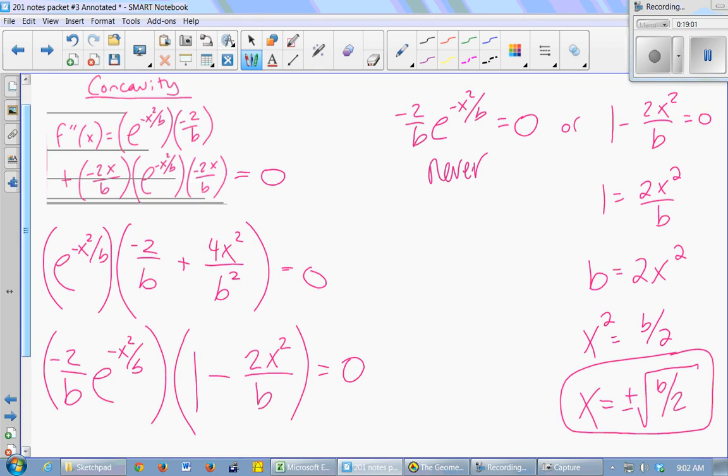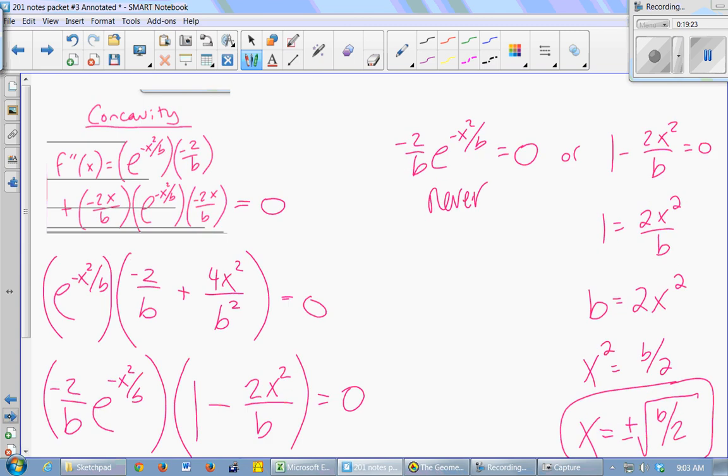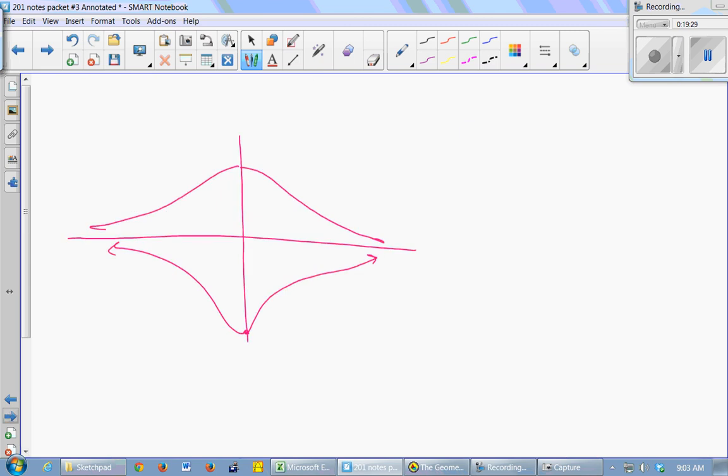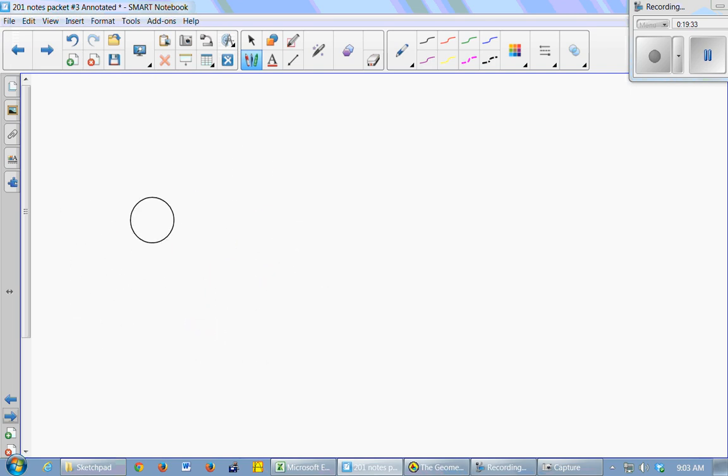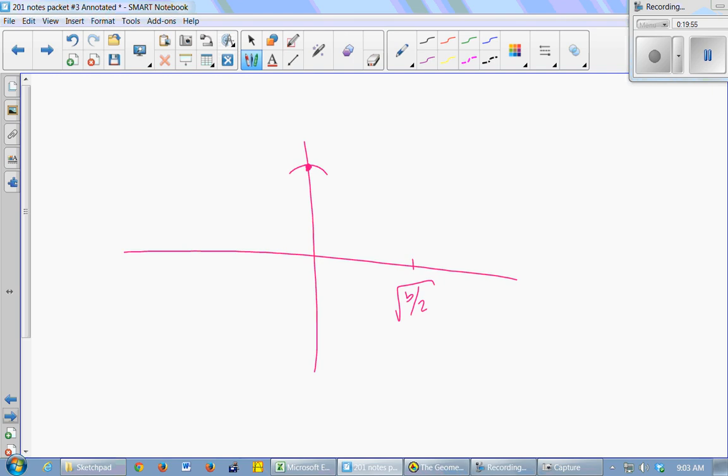So those are locations where my concavity changes. Okay, so I know that at 0 it's concave down. I have a max and it's concave down. And then somewhere to the right and somewhere to the left, it switches to concave up as the function approaches 0. So let's try to sketch all the things we know now. I know I have a maximum at 0, and I know that it is concave down because I did f double prime of 0 and it came out negative. And then I know that at positive square root b over 2 and negative square root b over 2, the function switches concavity. So it's going to be concave up at those points.